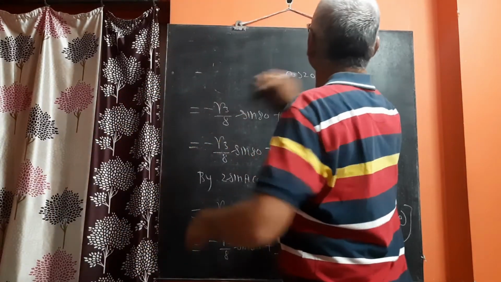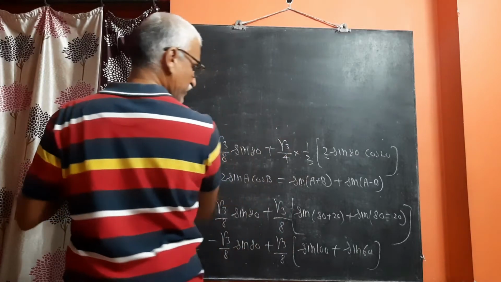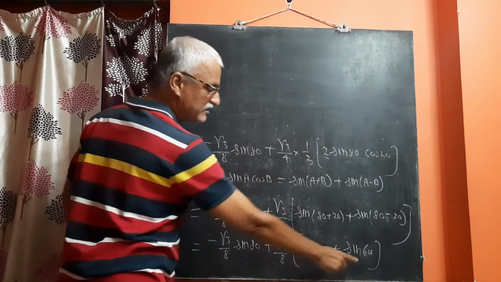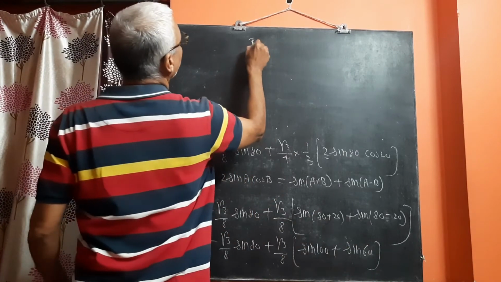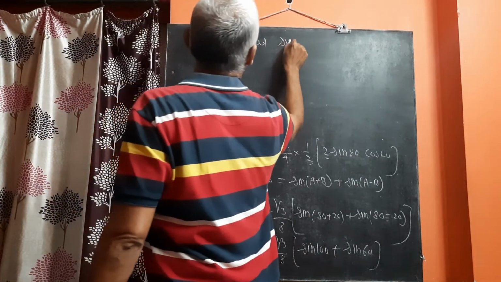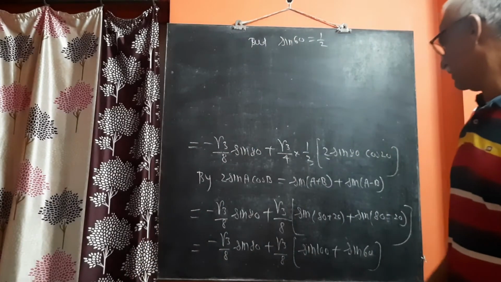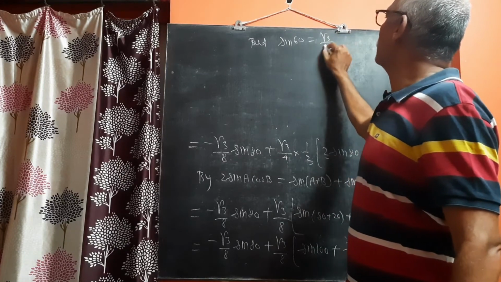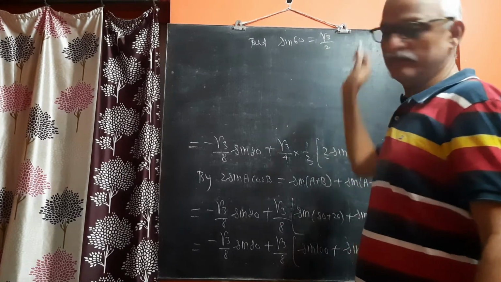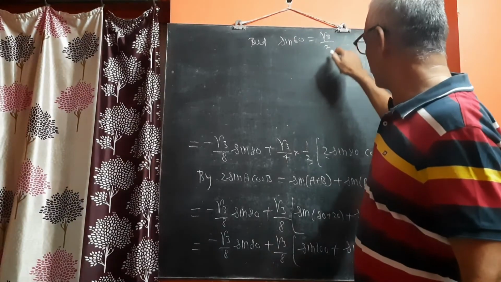Simplifying further, the value of the standard angle is here 60. So the value of sin 60, but sin 60 equals to half. Sorry, sin 60 is equal to root 3 by 2. That means we will get sin 60 equals to root 3 by 2.